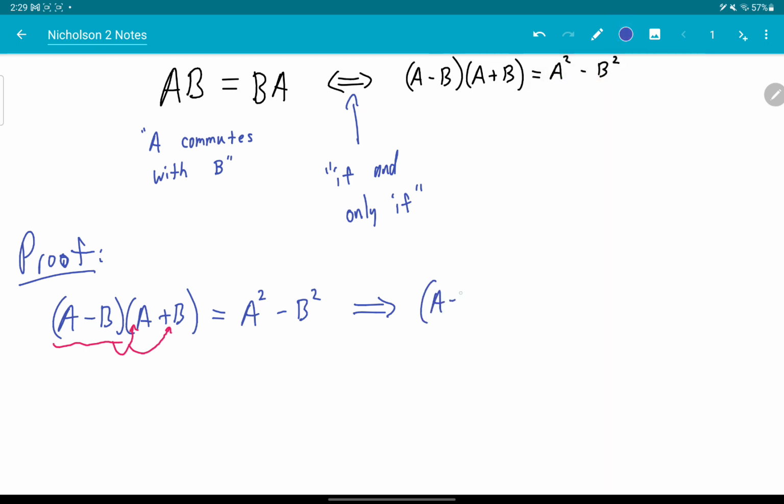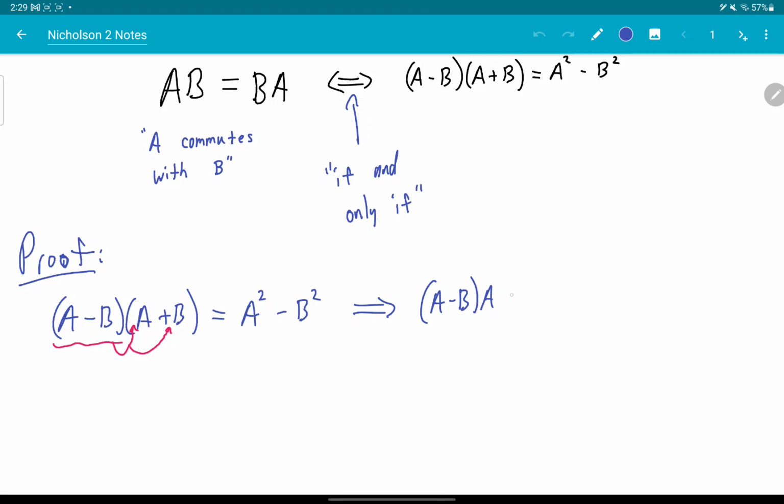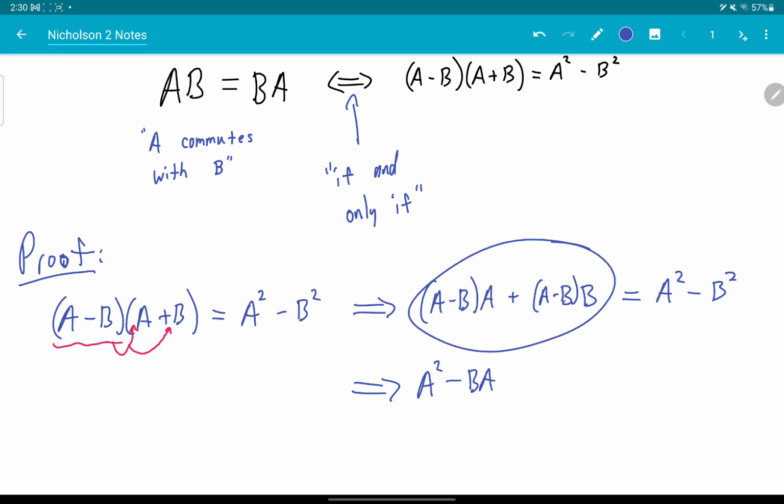So I can go A minus B times A, then plus A minus B times B. That still equals A squared minus B squared. So I did, in this red here, a distribution. It's a bit weird looking, but nonetheless it is still a distribution. Okay, now the two distributions here are straightforward.